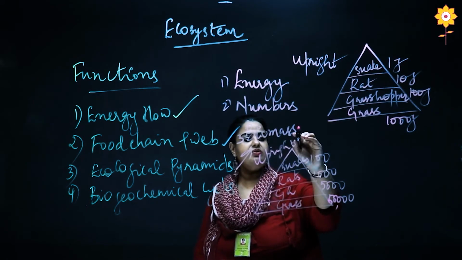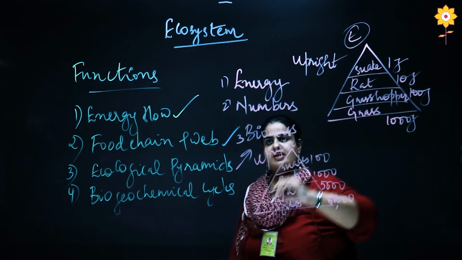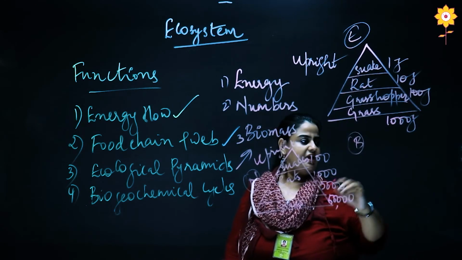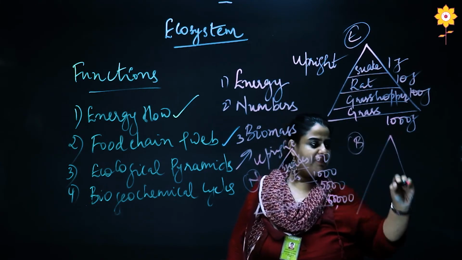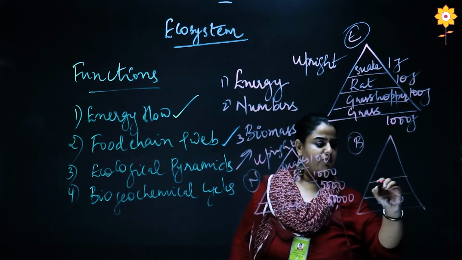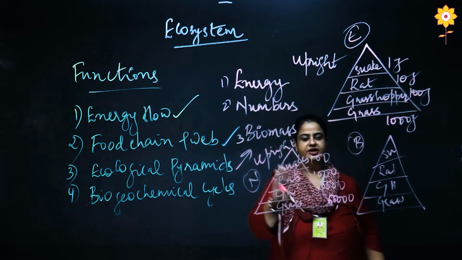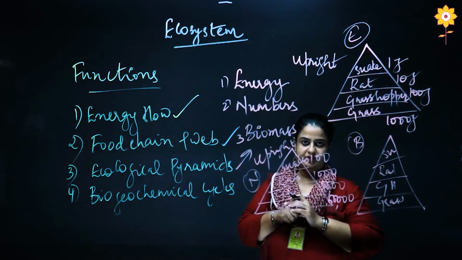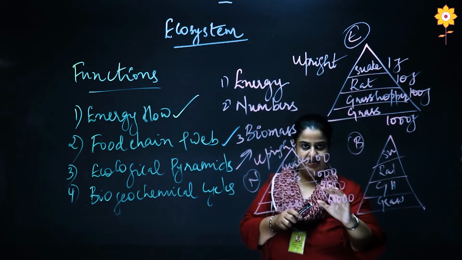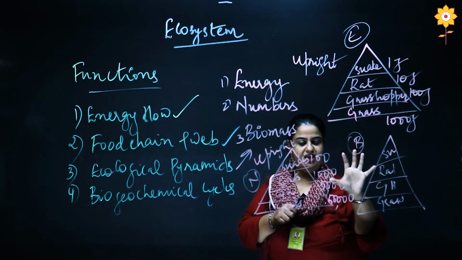Now going on to the third aspect, the biomass. This was energy, this was number, and third one is biomass. Biomass again I am going to represent in a particular cycle where I have grass, grasshopper, rat and snake. Why have I given this particular diagram? I'll tell you. Biomass is the living weight of any organism. It is the organic matter in an existing life of an organism.